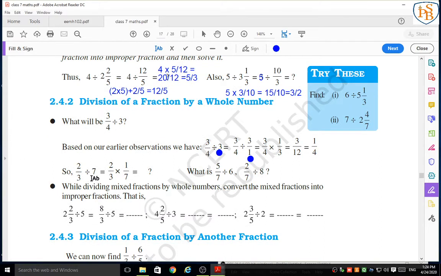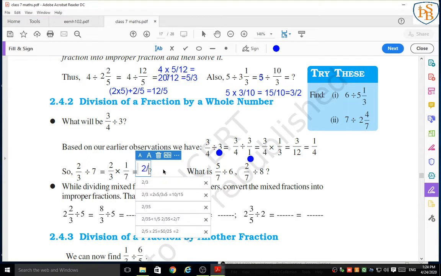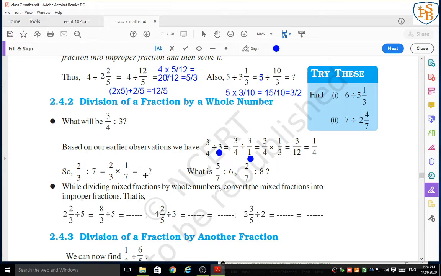2 upon 3 divided by 7. So instead of 7 they wrote here 1 upon 7. No, it is a reciprocal. So directly you can write this also. You can write multiplication instead of division, and you can directly write the reciprocal of 7, that is 1 upon 7. So what will be the answer? 2 ones are 2 upon 3 sevens are 21. This will be my answer.